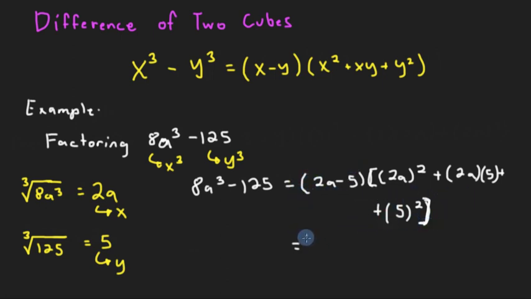So let's just execute the squares and the multiplication so that it's simpler. So that becomes 2a minus 5 times 2a squared, which is 4a squared, plus 2a times 5, which is just 10a, plus 5 squared, which is just 25. So with that, you can see that we can get the factor of 8a cubed minus 125 and it looks like this.